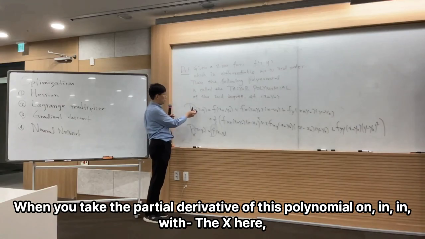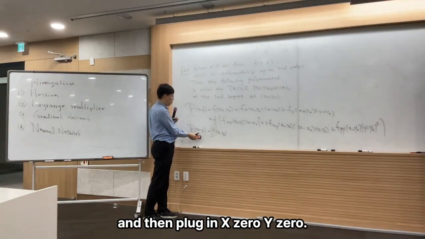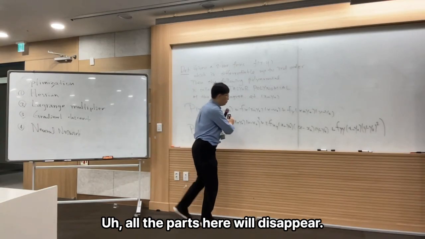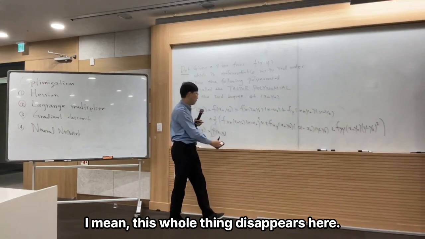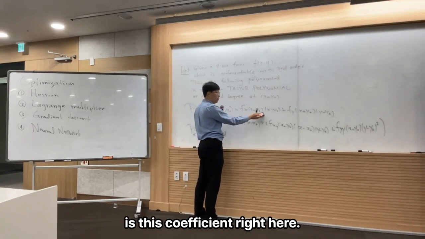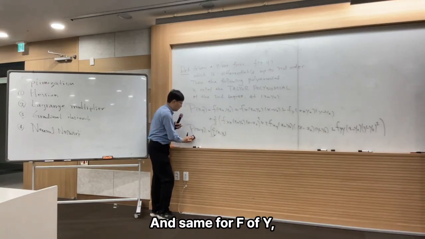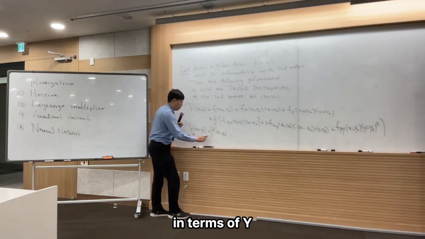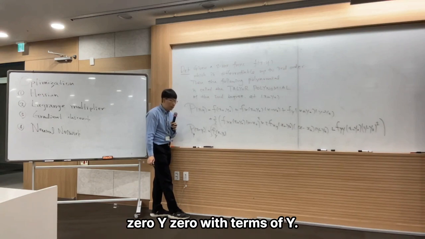When you take the partial derivative of this polynomial in terms of x, and then plug in x0 and y0, all the parts here will disappear. I mean, this whole thing disappears here. And the only thing that survives is this coefficient right here. So this is the same as f_x. And same for f_y. If you take the partial derivative in terms of y, you get the value of the partial derivative at x0, y0 in terms of y.